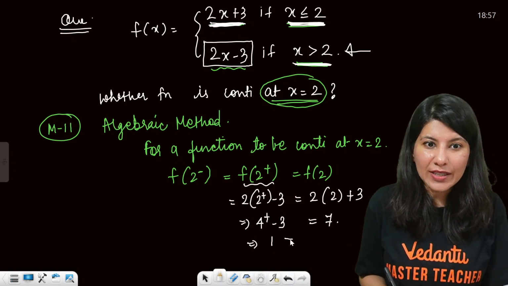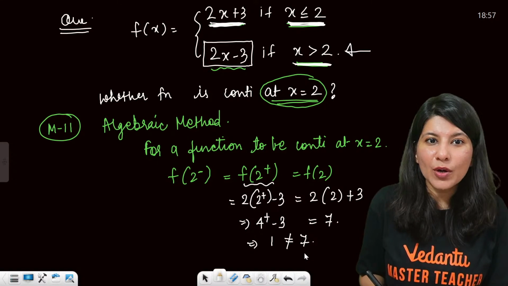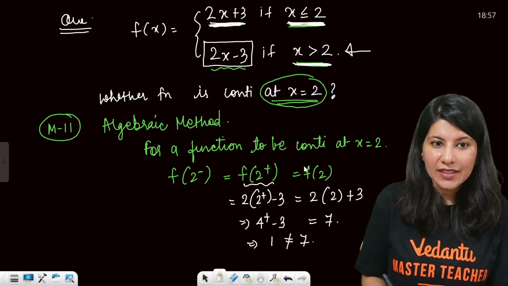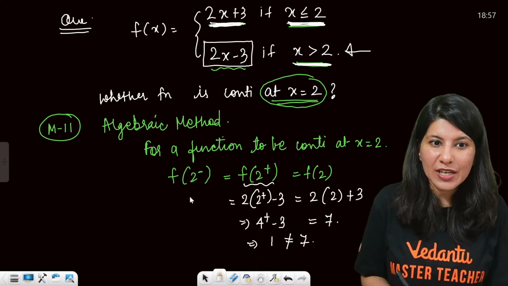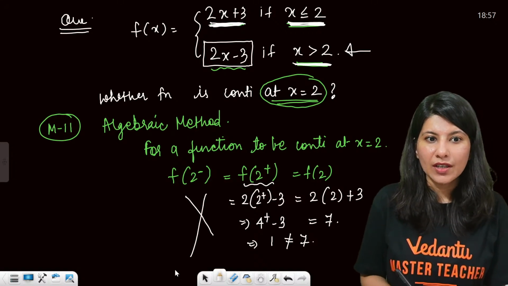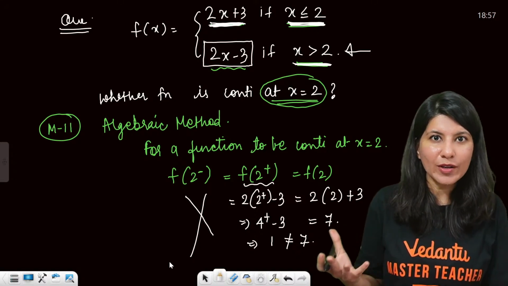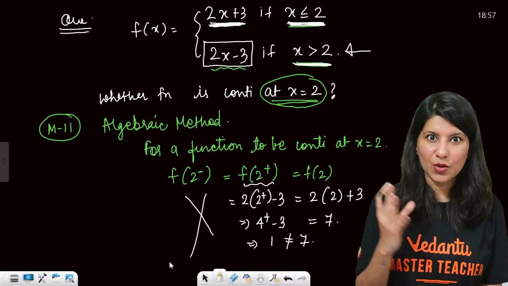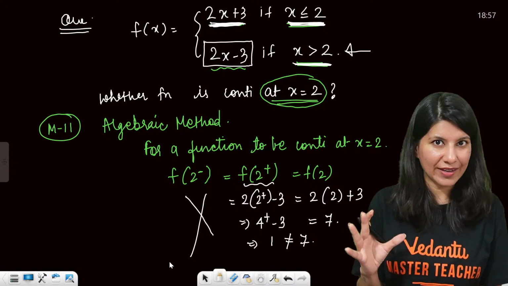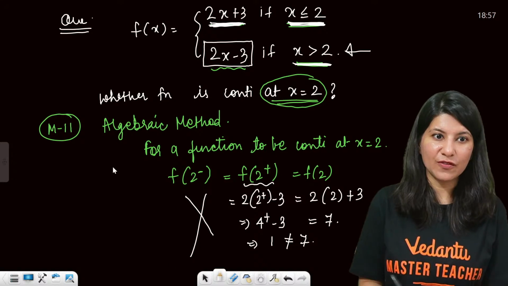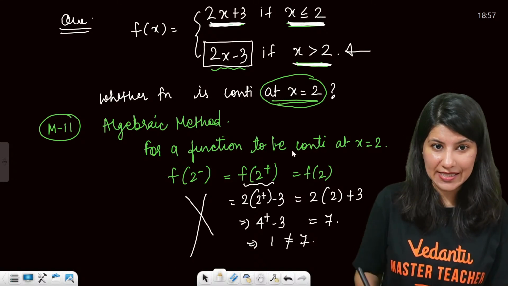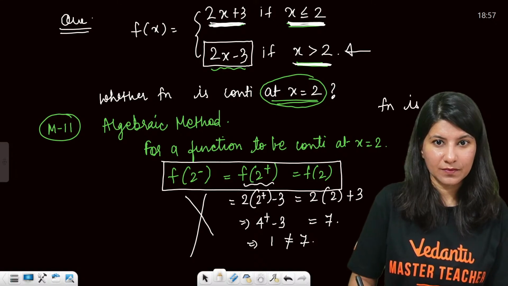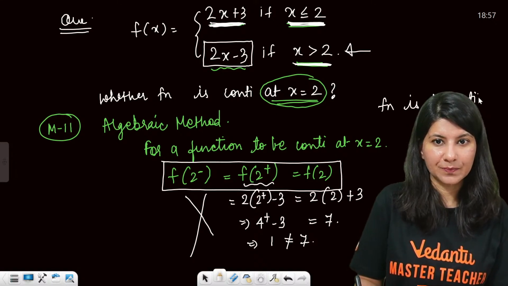Can you clearly see these two are not at all equal? Right? The right hand limit is not equal to the value of the function. I don't have to check further. I don't want to waste my time. Come on, this is a KCET competitive examination. I have to save my time. Do you want me to check f of 2 minus? I won't do that. Because this condition is not satisfied, the function is discontinuous. Clear?